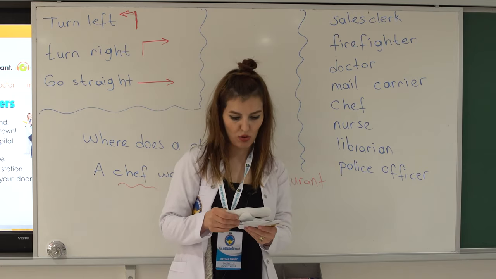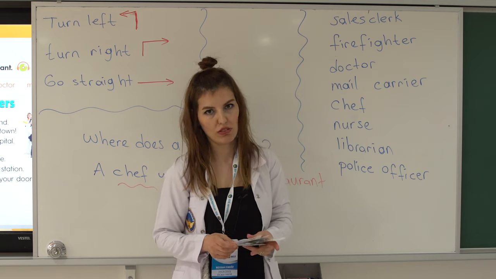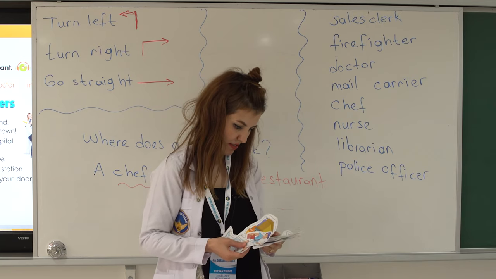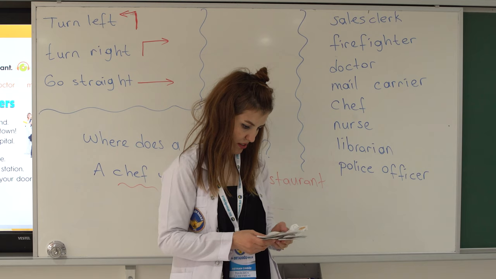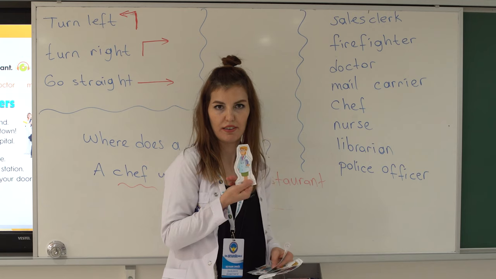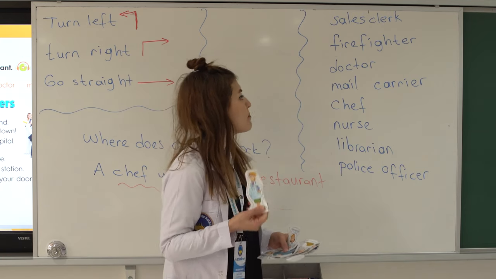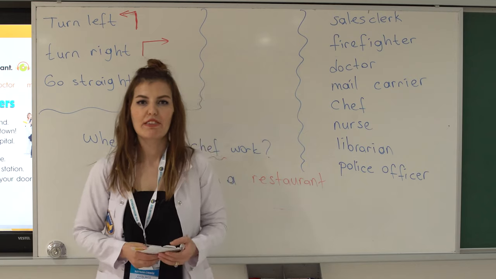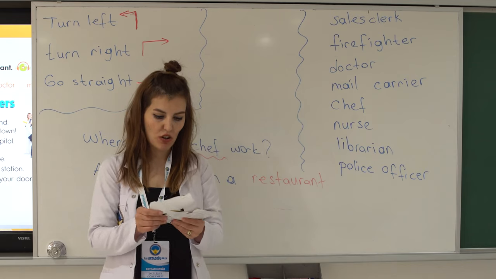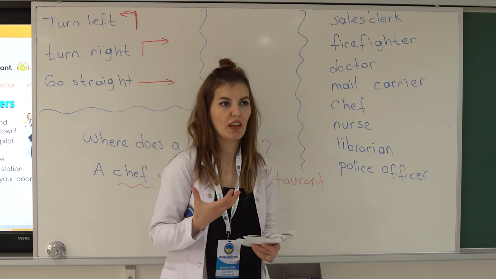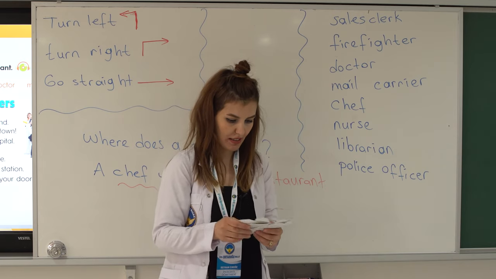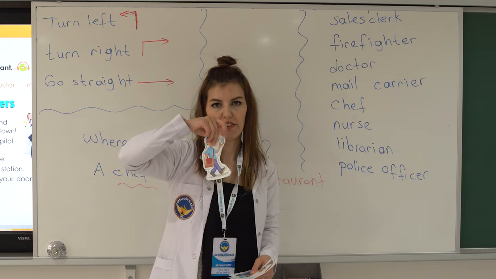Doctors are the people who help you. If you are sick, you can go to the hospital and see a doctor. This is a doctor. And mail carrier. Mail carriers often work at the post office. They can deliver your letters or take your bills to your home. This is a mail carrier.